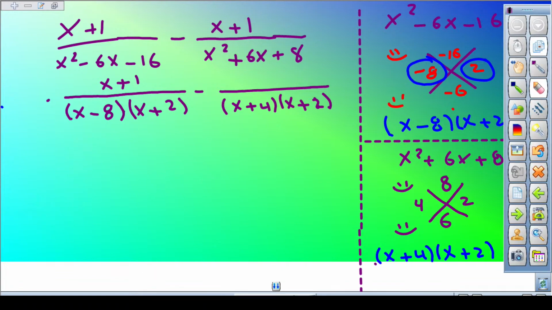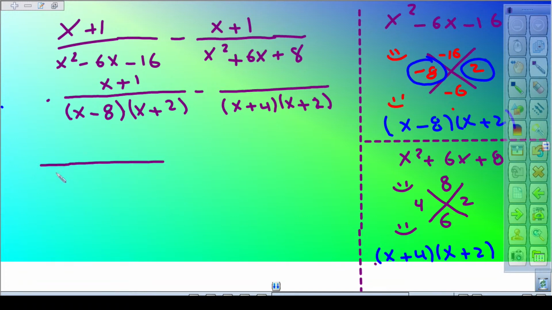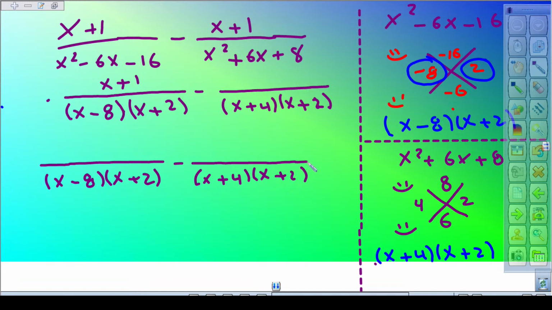So I'm going to go here and multiply. I actually need to give myself more room, so I'll go down here and put this factor again. X minus 8, X plus 2. Minus, I'm going to put this factor here, giving myself more room, X plus 4, X plus 2. Okay, and this is X plus 1, X plus 1. All right, we said that is what we're missing here.